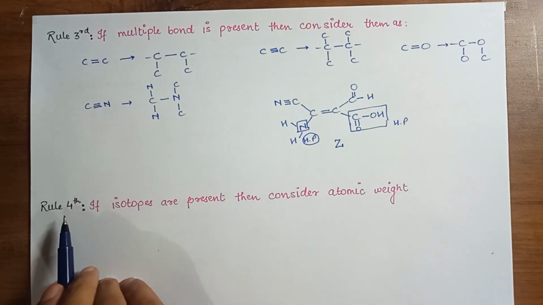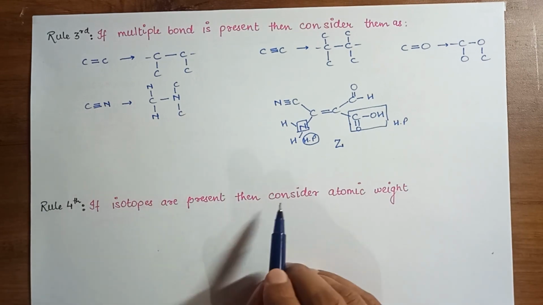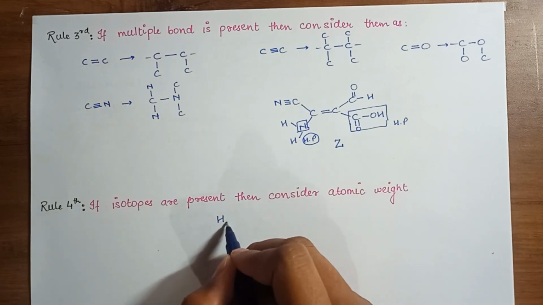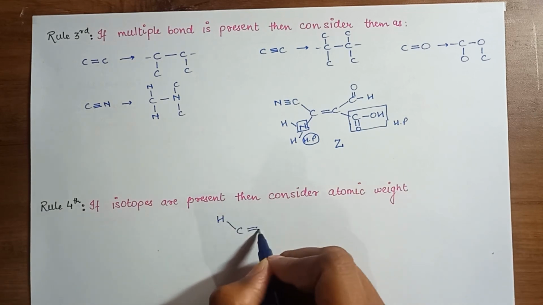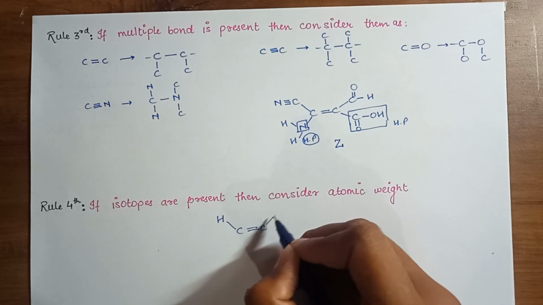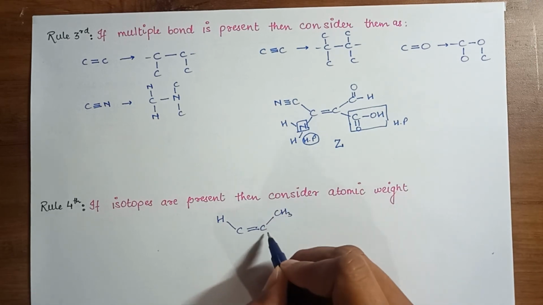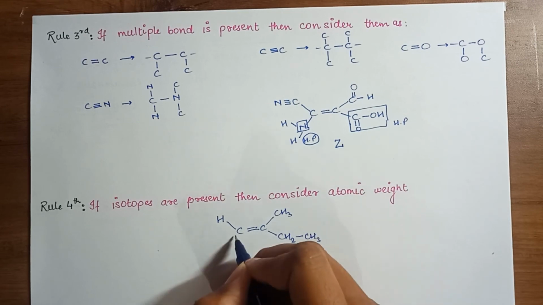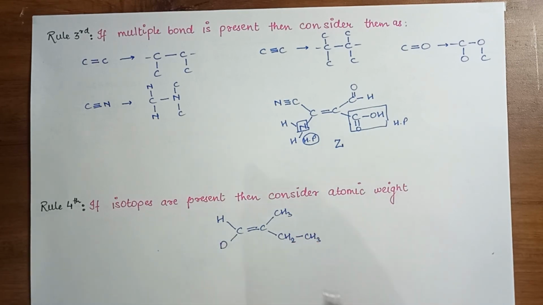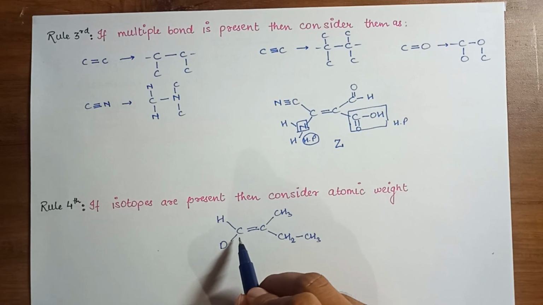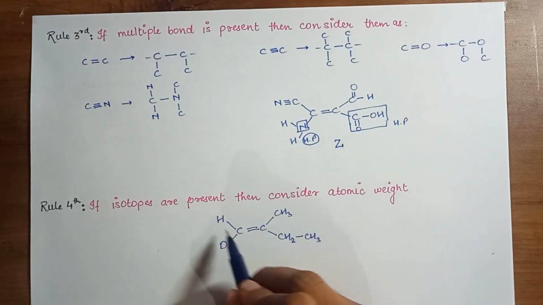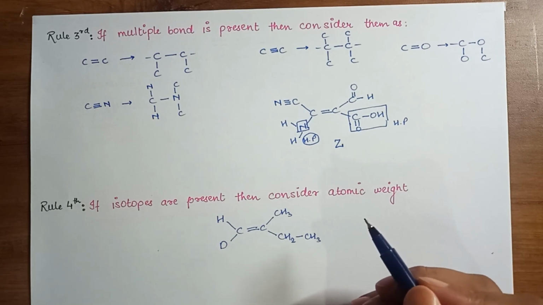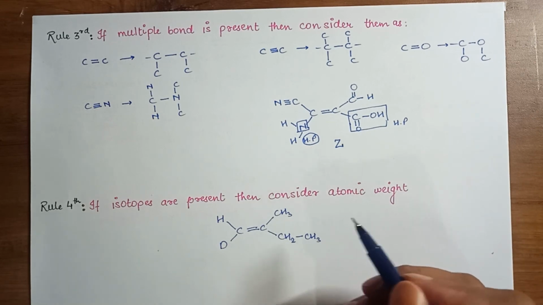The next, fourth rule is, if isotopes are present, then consider atomic weight. Hydrogen, carbon, double bond carbon, CH3, CH2, CH3, and here deuterium. First, geometrical isomerism possible or not? Look at this carbon, two groups are different. Look at this carbon, two groups are different. So geometrical isomerism is possible. Next step, to identify E or Z.